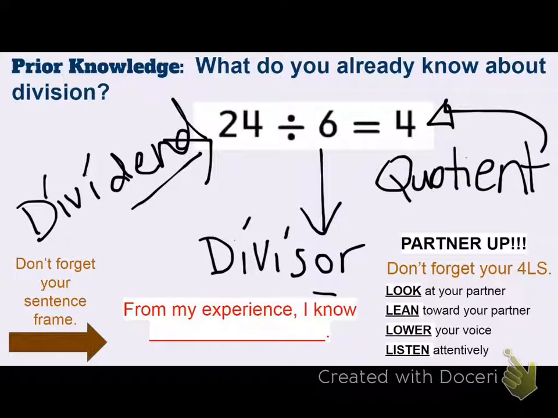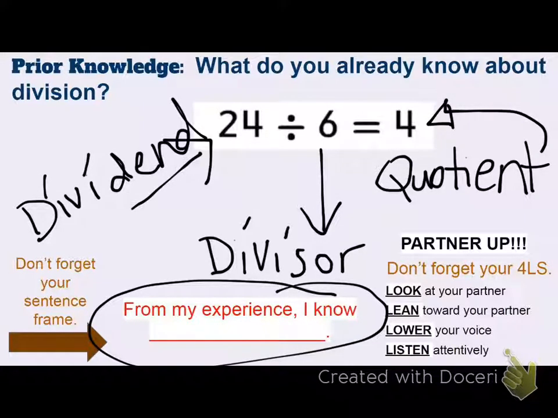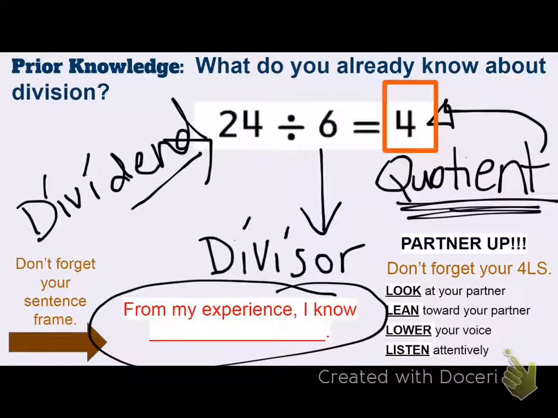So again, from my experience, I know there's vocabulary that's important with division. The quotient is the answer to a division problem. The divisor is how many groups, so I need 6 groups. And finally, the dividend is the number I'm putting into groups, so I'm putting 24 into 6 equal groups. The quotient is 4, the divisor is 6, and the dividend is 24.